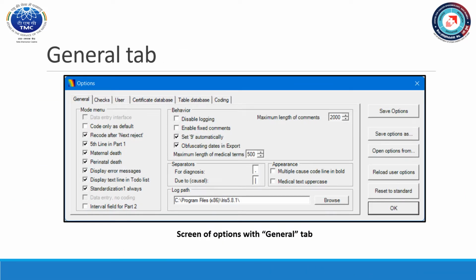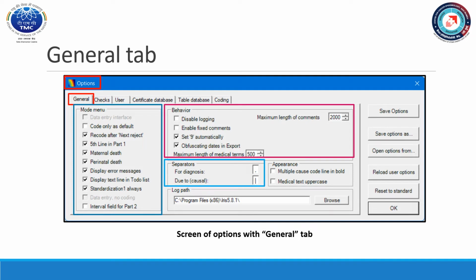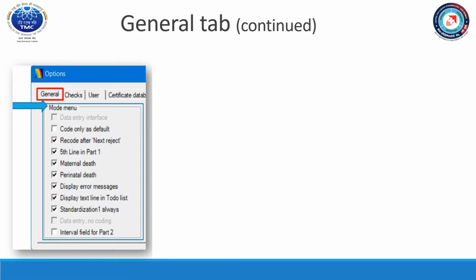Here you will see the General tab in the Options window. It presents the settings of the IRIS mode menu, behavior, separators, appearance, and lock path. In the next slides, we will learn about each section in detail. This slide describes each option in the Mode menu section within the General tab. By selecting Data Entry Interface Mode, all fields are open for editing and coding.